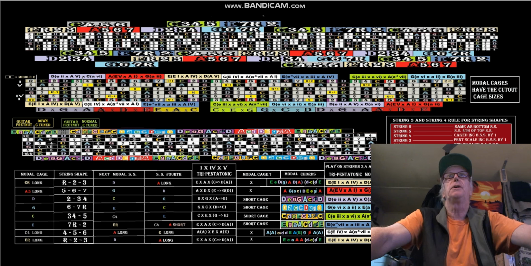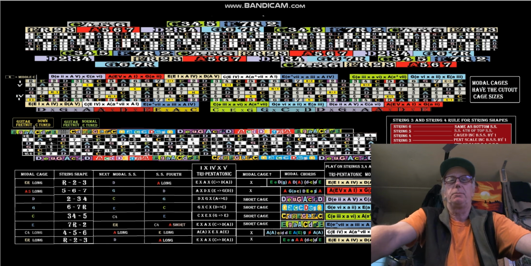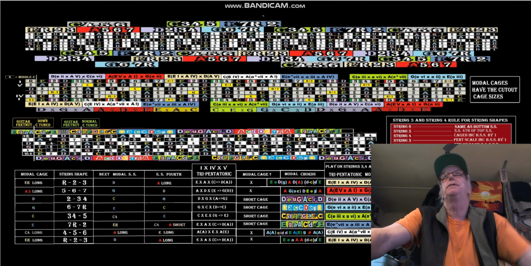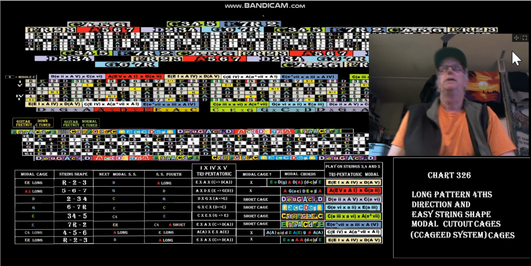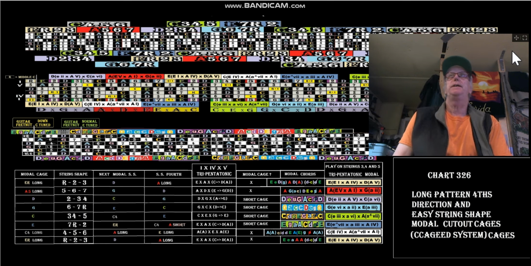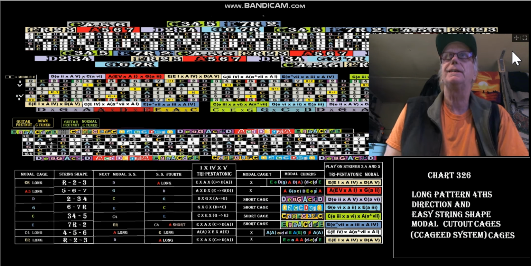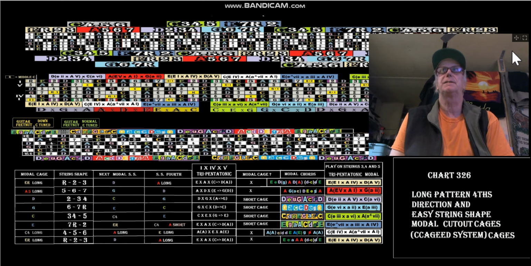We've got a lot to talk about today, but we're going to take it easy. We're going to learn something and set some directions for guitar, myself included, because after making the chart, you have to practice it. I've finished up chart 326: long pattern fourths, directions, and easy string shape modal cutout cages, CAGED system cages.